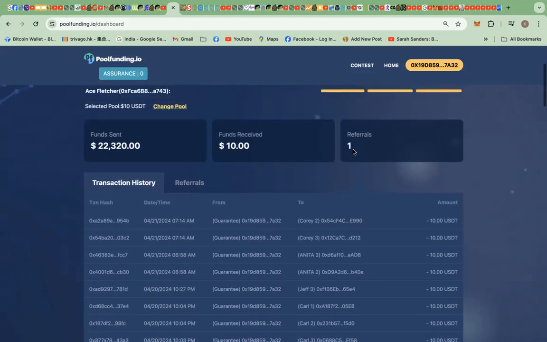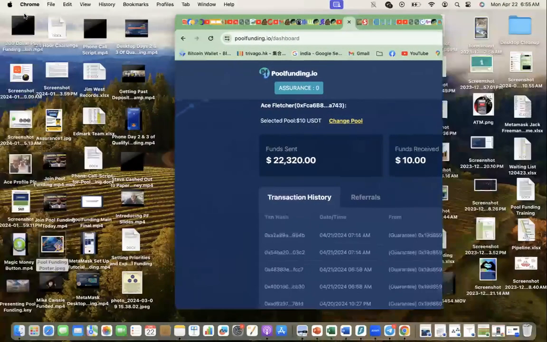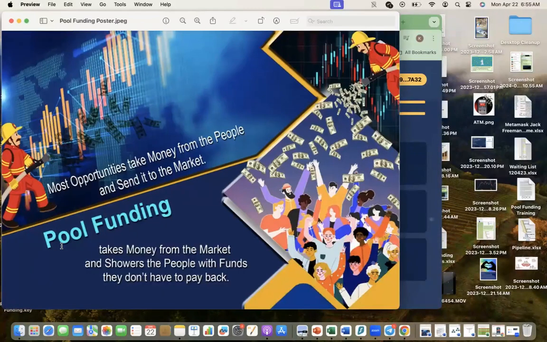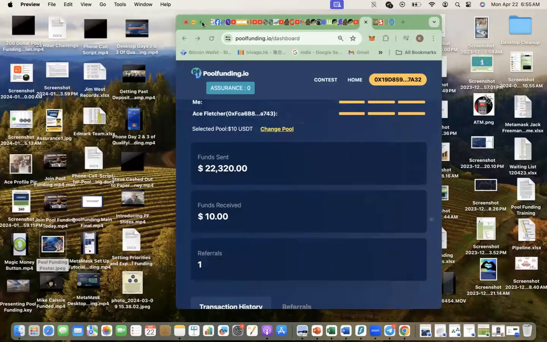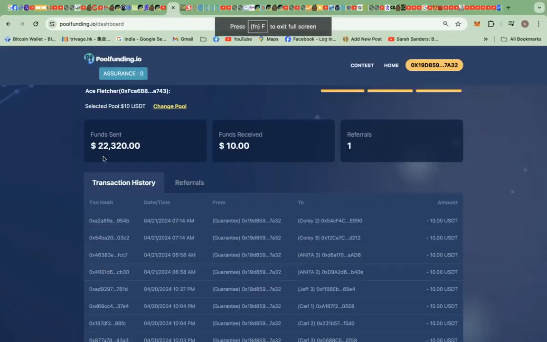But the bottom line is, this right here is evidence that we're taking money out of the market and giving it to the people. So this is fulfillment of what we showed you here in the form of this poster here. So this fulfills that, okay? And clearly coming from the market, okay? So that's where it's coming from.